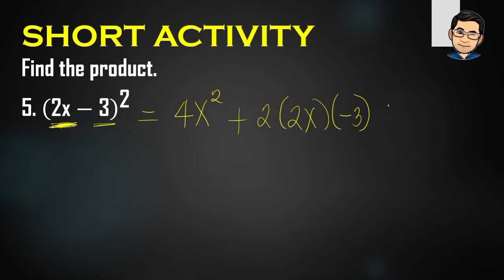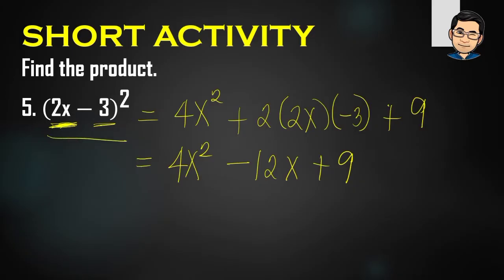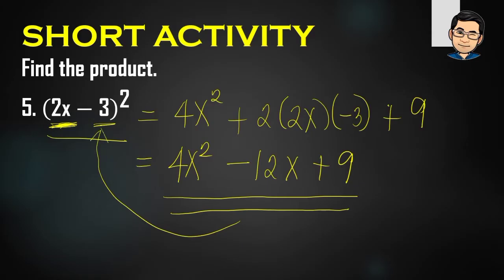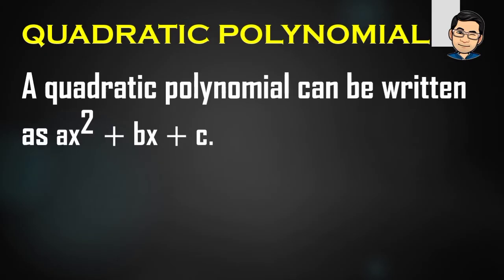Negative 3 times negative 3, that will become 9. Next, 4x squared, kopyahin ulit, and then 2 times 2x is 4x, times negative 3 is negative 12x plus 9. So, the square of 2x minus 3 is 4x squared minus 12x plus 9. Again, kapag finactor nyo ang 4x squared minus 12x plus 9 na to, babalik lang din tayo dun sa given natin.